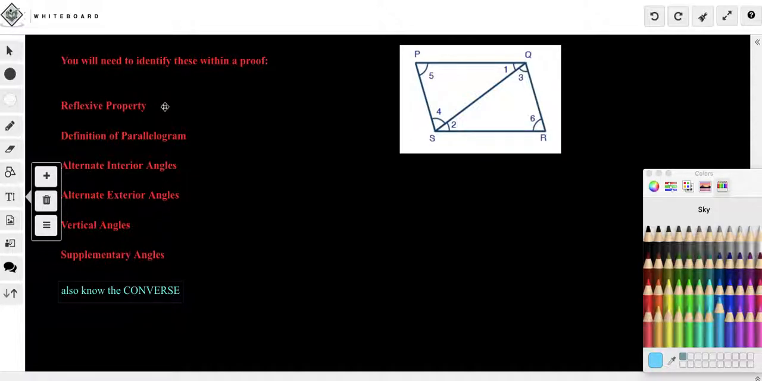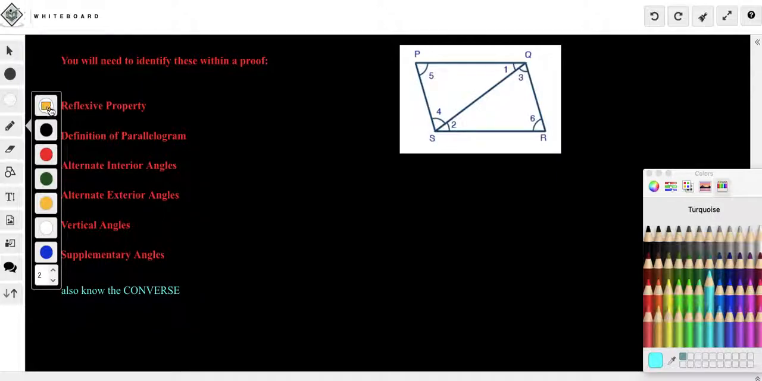So reflexive property. When is something reflexive property? Well, if they give you anything that's equal to itself, you'll know it's reflexive property, right? So in this case, let's say they said line segment SQ right here. They say line segment SQ.